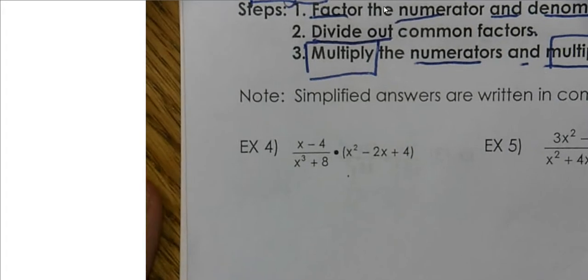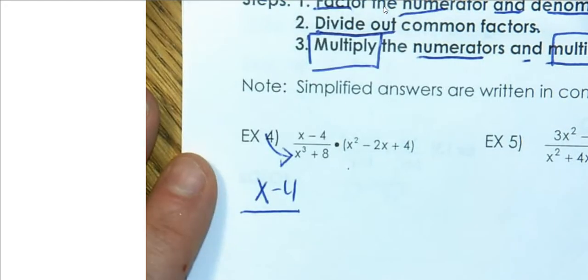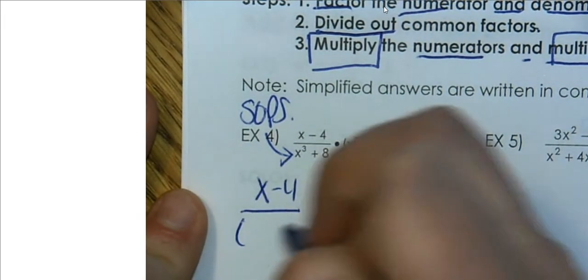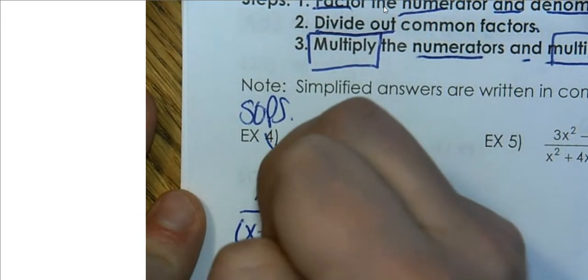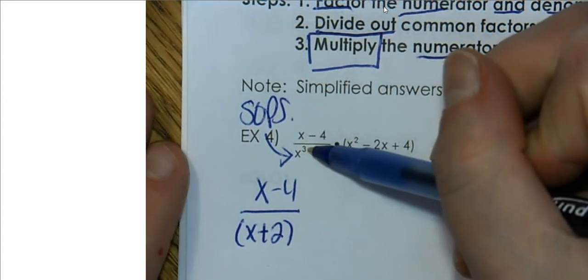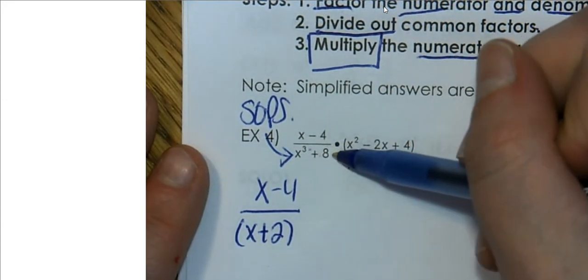In example number 4, I have x minus 4 over x cubed plus 8, and we are sophisticated math students who now recognize that this is a sum of cubes, so we're going to use the SOPS method. So that's going to be an x plus 2. Remember, we're taking the cube root of our first term plus the cube root of our second term.